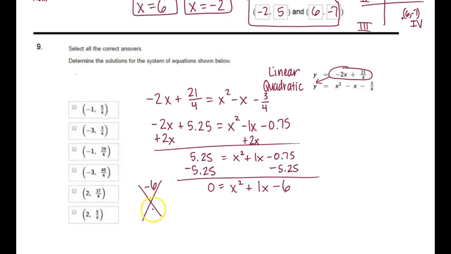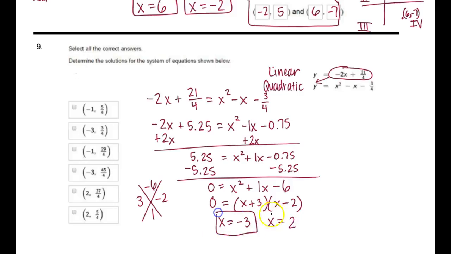Looking at this quadratic, I think that the X method might work, so let's try that. Remember, you could always use the quadratic formula if you're not able to factor. So the numbers that work here are positive 3 and negative 2. So let's write that in factored form now: x plus 3 times x minus 2. Set each of those equal to 0, so that means we get negative 3 and positive 2. We have each of our x values of the coordinates.